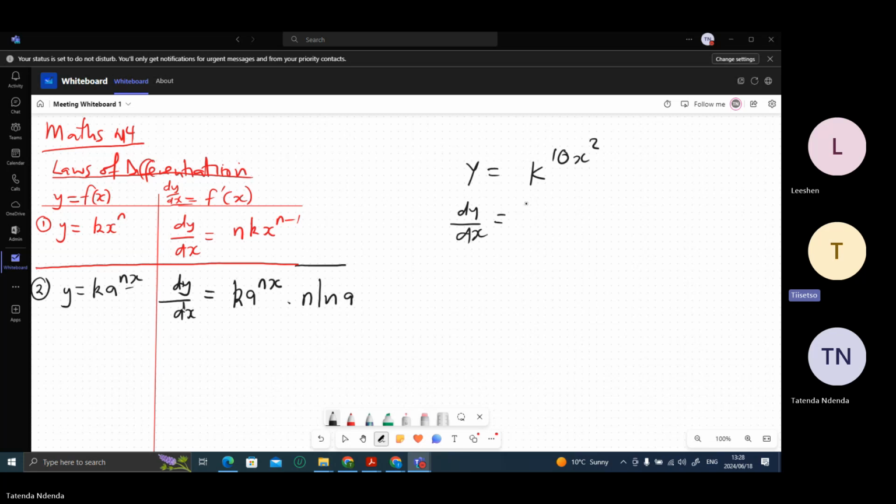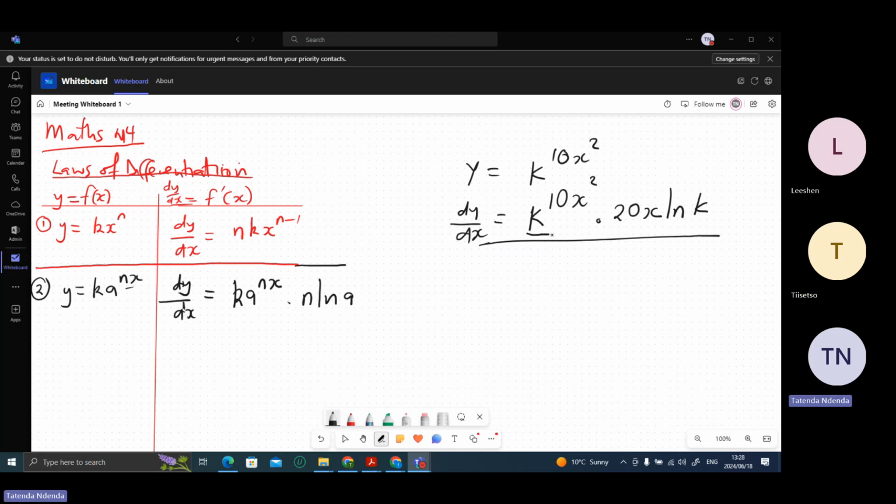It's gonna be 20x k to the power 10x squared multiplied by ln 10, k, ln, no. So first of all, write the equation the way it is, which is k to the power of 10x squared, right? Multiplied by the derivative function of 10x squared, that's what Mr. TC just said, is what? 20x. Then ln of what? K.